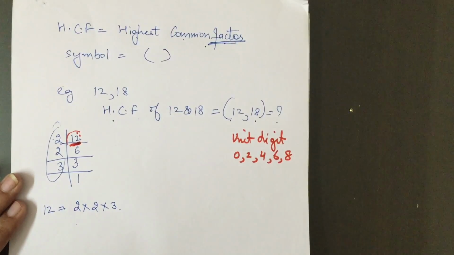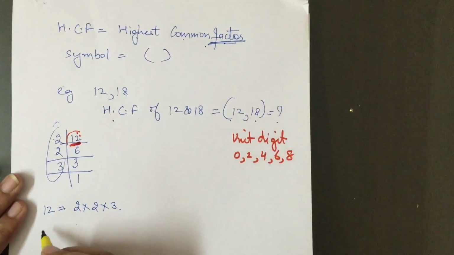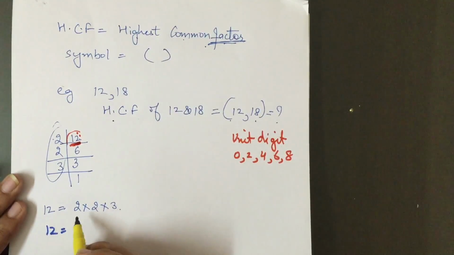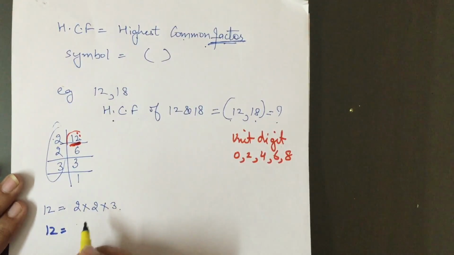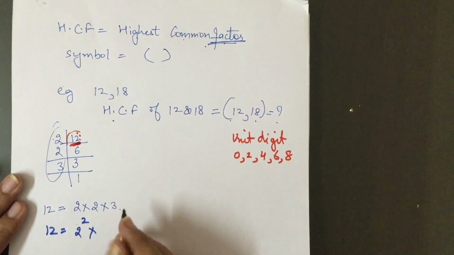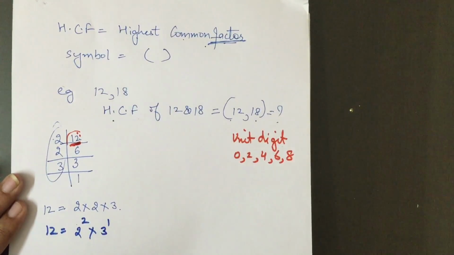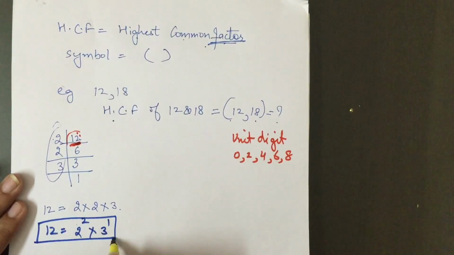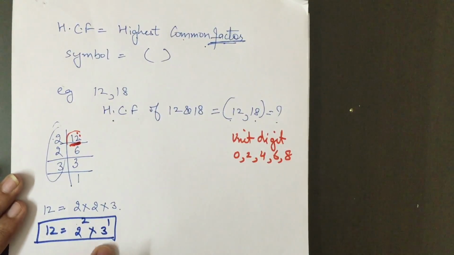But we will represent these factors in the form of exponents. 12 is equal to, here 2 comes 2 times, it means 2 raised to power 2. 3 comes 1 time, it means 3 raised to power 1. So we represented these in the form of exponents. Now we found the factors of 12.